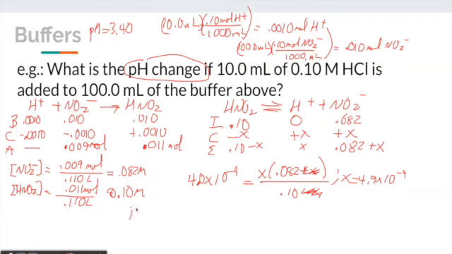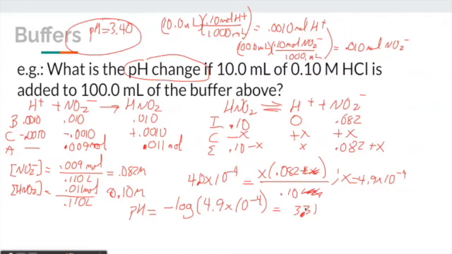So what's the pH? Well, the pH is minus the base 10 log of that number, because that X represents the H plus concentration. And when we work that out, that comes out to 3.31. That's the pH. So what was the pH change? We started at 3.4 and we went down to 3.31. So that is only a change of 0.09 pH points. In contrast with just the pure water, that changed by 4 entire pH points. So much smaller response by adding that HCl to the buffer.